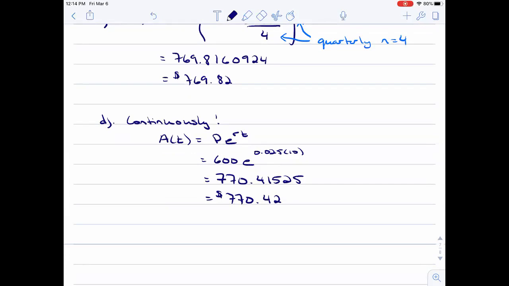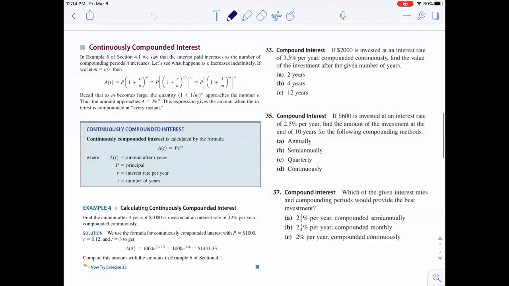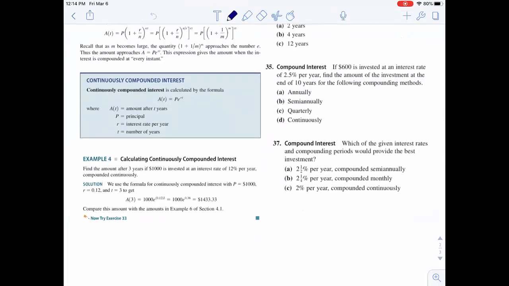And then in question 37, kind of an interesting process, right? Because what you're going to do is it asks you which of the given interest rates and compounding periods, right? So now we've got a combination of a different interest rate with a different compounding period would provide the best investment. And so this might be useful if you're going to the bank and they're saying, hey, here's some options for where you can put your money. 2.5% per year compounded semi-annually, or 2.25% per year compounded monthly, or 2% per year compounded continuously. We've got different rates, but also different compounding frequency.